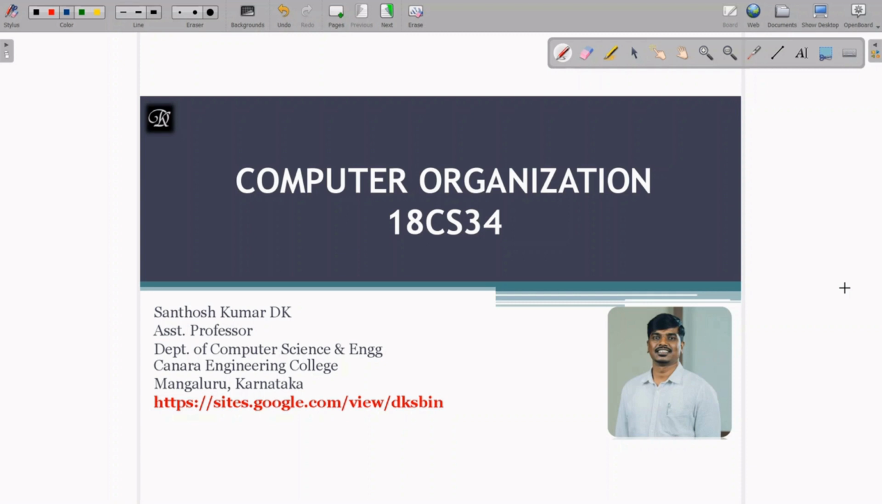I am going to discuss Computer Organization course with subject code 18CS34. In this course, we'll study the organization of the digital computer, the peripheral connections, memory organization, and also a little bit of discussion about ALU and CU working.